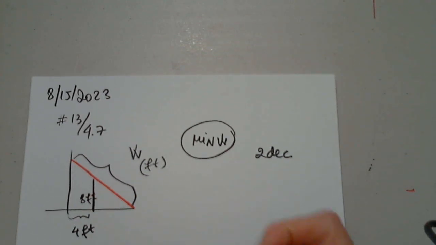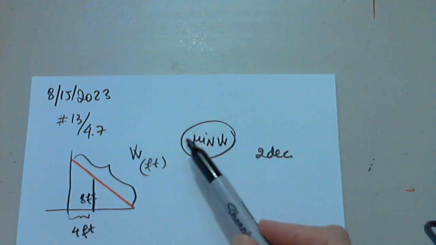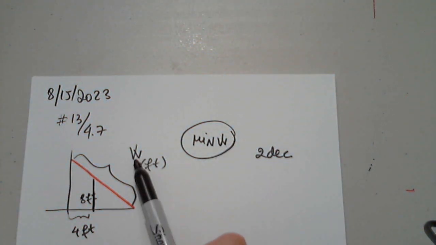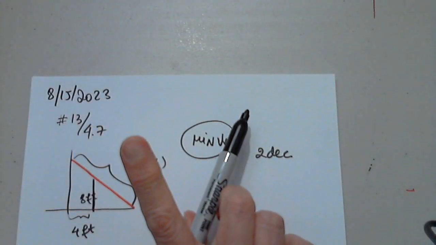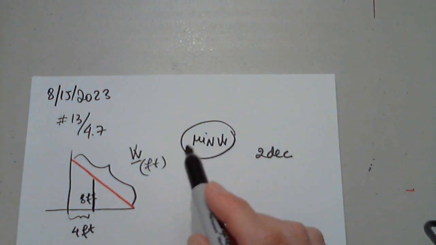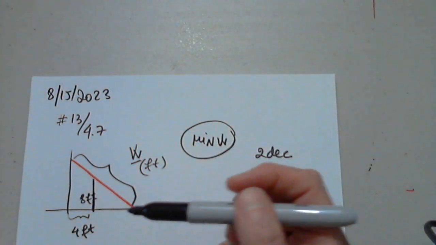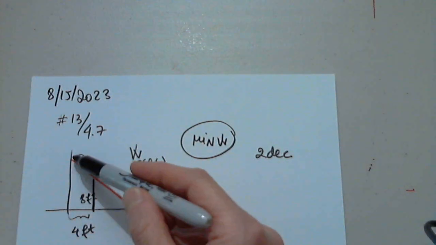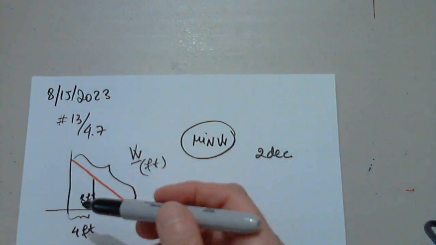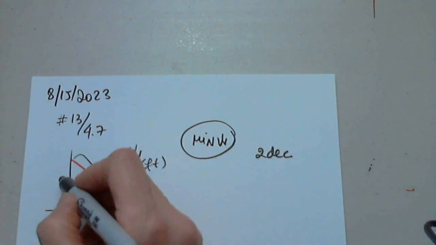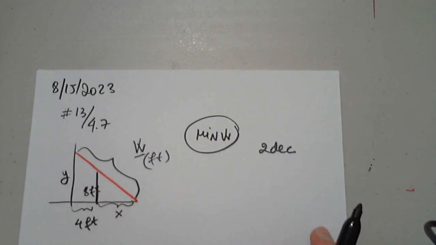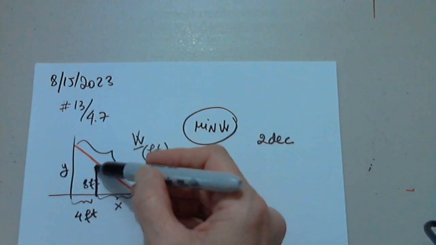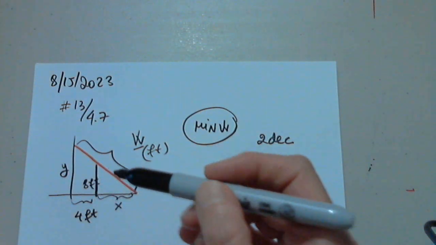So in order to determine the minimum of a function, I have to have the function, and the function has to depend on only one variable. So let's see what we can do here. We have to label these things. I'm going to label this as y, this as x, and this is our W. And this is 8, and this is 4.